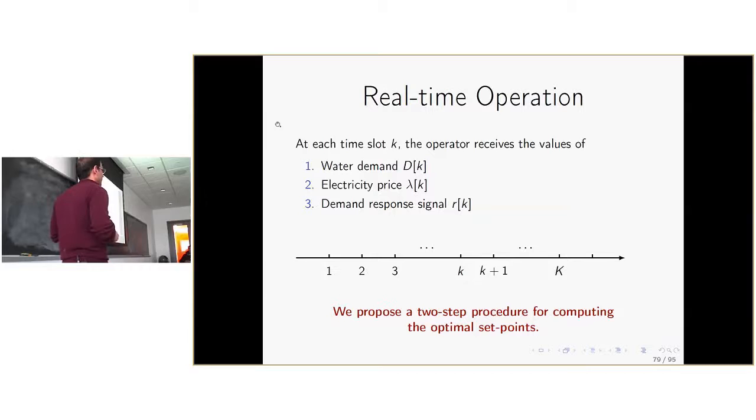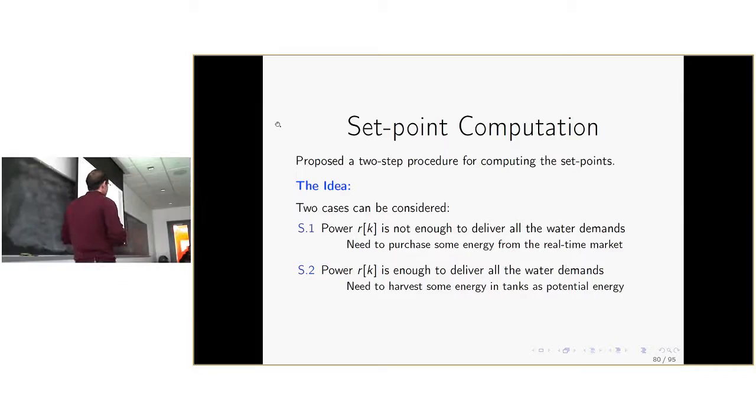To compute the set points, we propose a two-step procedure. The idea is as follows. We receive some surplus energy from the grid and we need to deliver the water demand at the desired pressure heads. Two scenarios can be considered. Scenario one, this power is not enough to deliver the loads at time slot k. Then we need to purchase the imbalance from the energy market. Or if it is enough to deliver all the loads, we might have some surplus energy and then we need to harvest the surplus energy in the tanks.